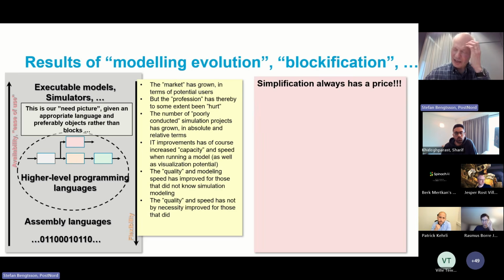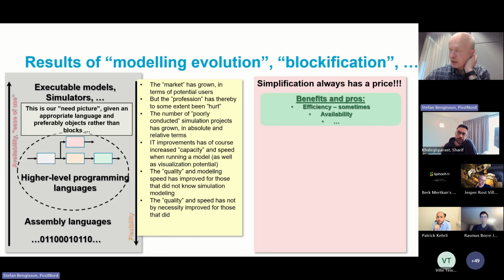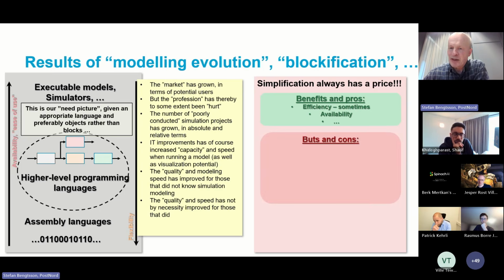So why do I present this? Well, I see a learning here related to AI. Simplification always has a price. The benefits and pros, they are related to efficiency, at least sometimes. They are related to availability, and perhaps some other bullet points could be put there. But there are buts and cons. We lose flexibility the more we simplify.